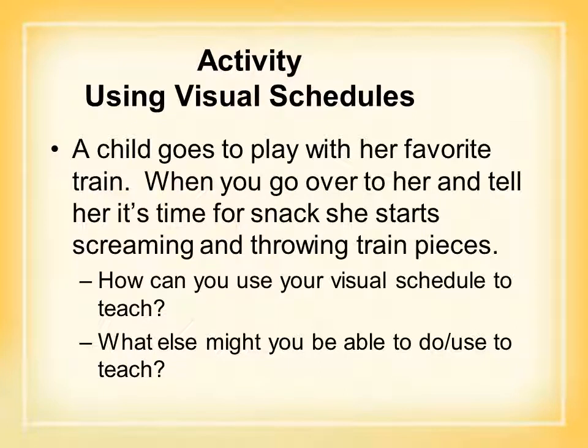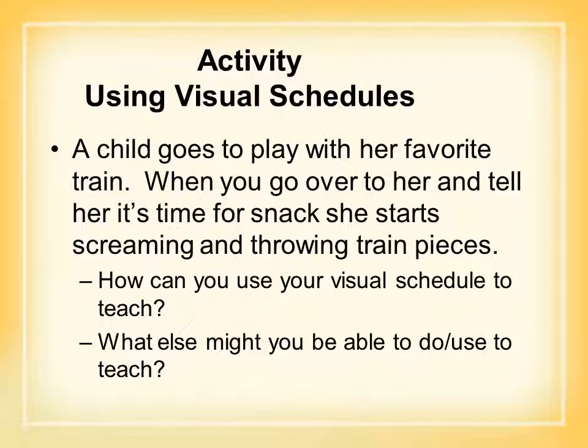A child goes to play with her favorite train. When you go over to her and tell her it's time for snacks, she starts screaming and throwing train pieces. How can you use your visual schedule to teach? Again, have the child go over to the visual schedule and read it to you. Tell you what happens here, here, and here. You can also help her put words to her feelings. Like she's frustrated that it's time for snack already because she was having so much fun playing with the trains. So what can you do about it? Well, maybe this means that tomorrow she'll get to play with them again.